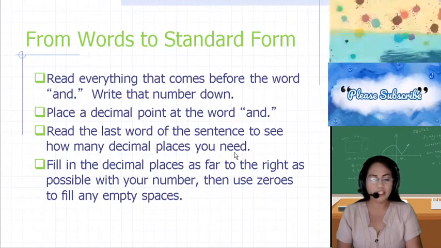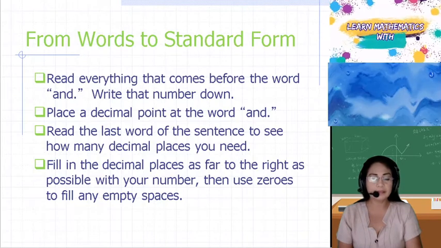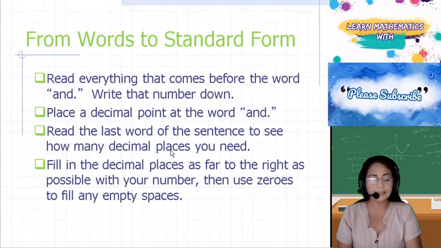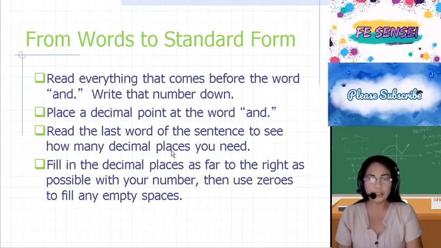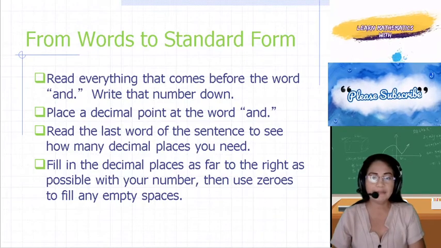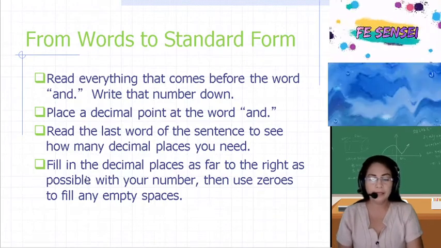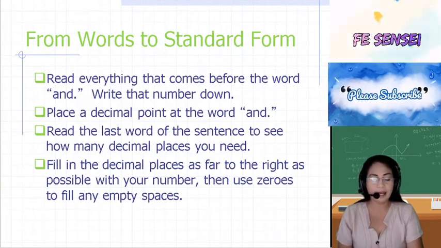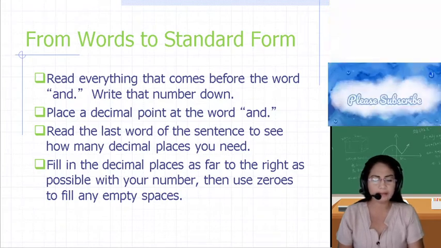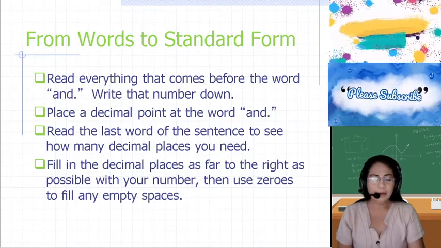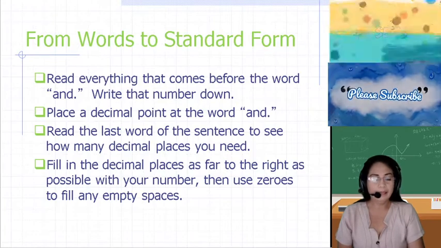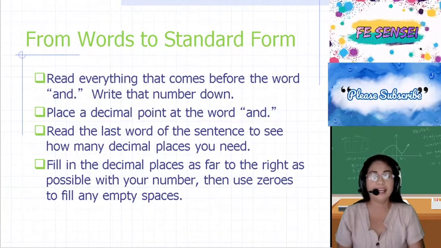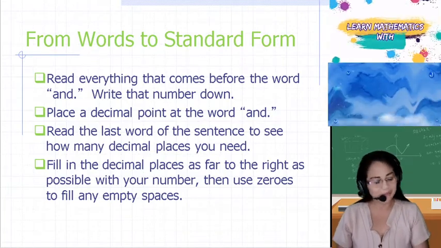So, check the last decimal place, or the last digit, so that you can determine what the place value of that number is. Then, fill in the decimal places as far to the right as possible with your number. Then, use zeros to fill any empty spaces. Okay, let's do it.